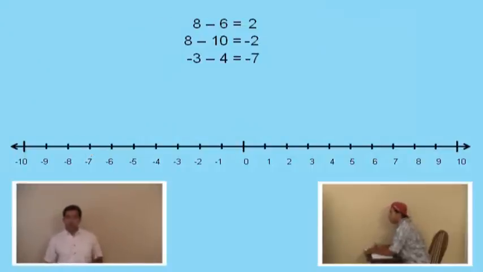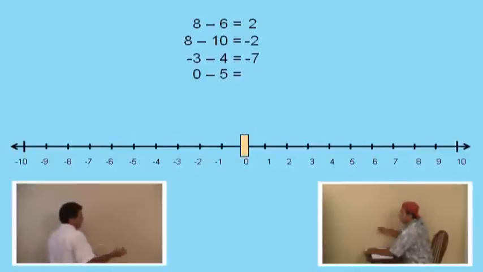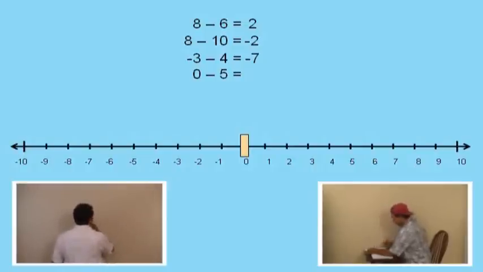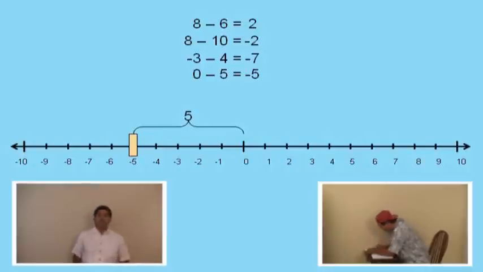Now, another problem here. This time, we're doing 0 subtract 5. Okay, Charlie, where is 0 on this number line? Right in the middle. That's obvious. That's right in the middle. Sometimes 0 is referred to as being right in the middle of the number line, okay? Now, from 0, you're going to move which way? To the left. That's right. And you move 5. And so where do you end up at? Negative 5. That's correct. At negative 5.